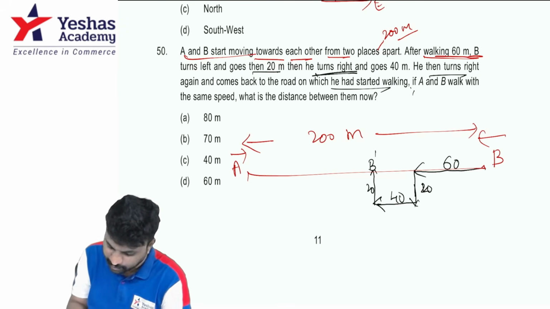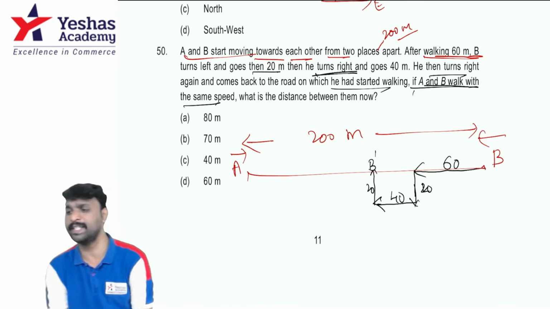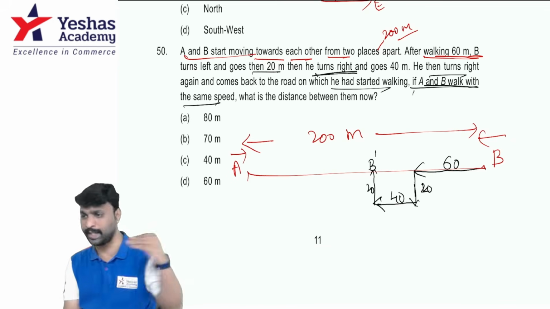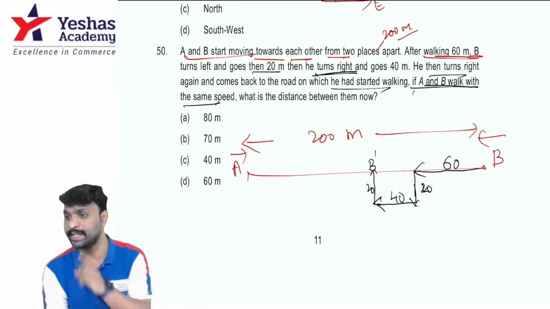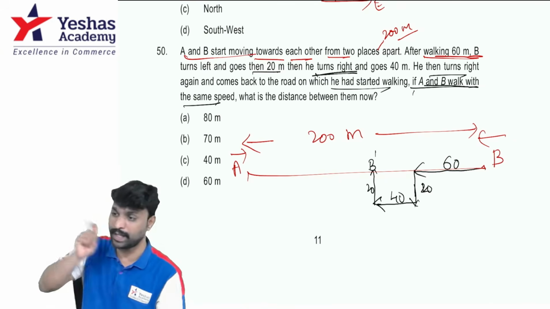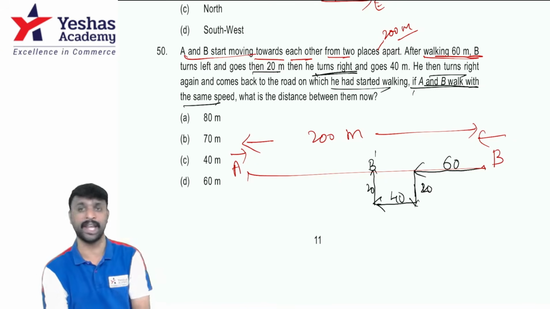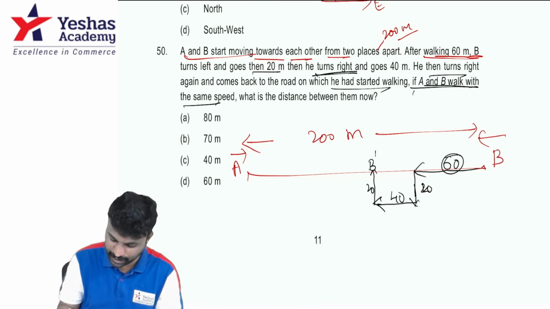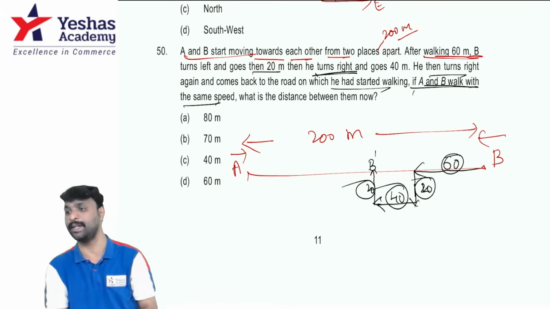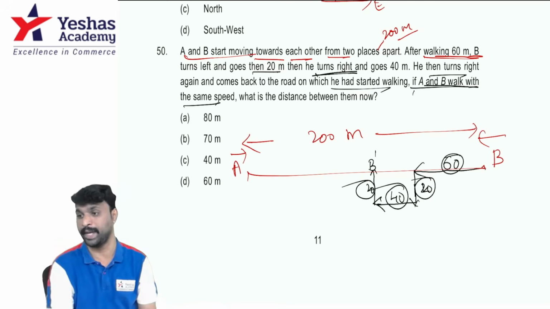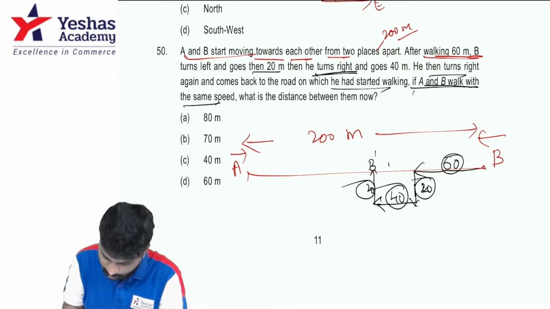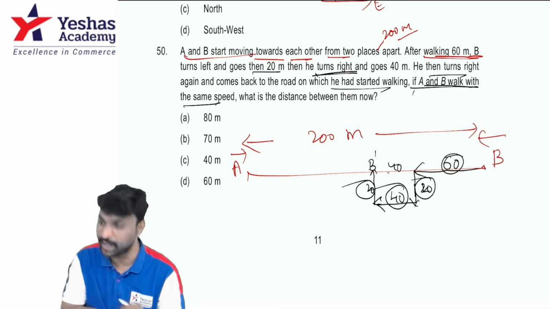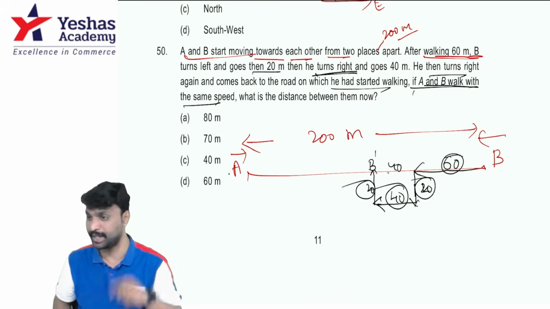It's done. Okay. If A and B walk with the same speed, they haven't said anything about A. Obviously A goes towards the east direction only. A and B start moving at the same speed, which means whatever distance B travels, the same distance A also has to travel, right? So 60 plus 20 is 80, plus 40 is 120, plus 20 is 140. 140 meters is the total distance traveled by B. Obviously A also must travel what? 140 meters. That means, don't you think this is also 40? 60 plus 40 is 100. So from A to B dash, it is 100 meters.